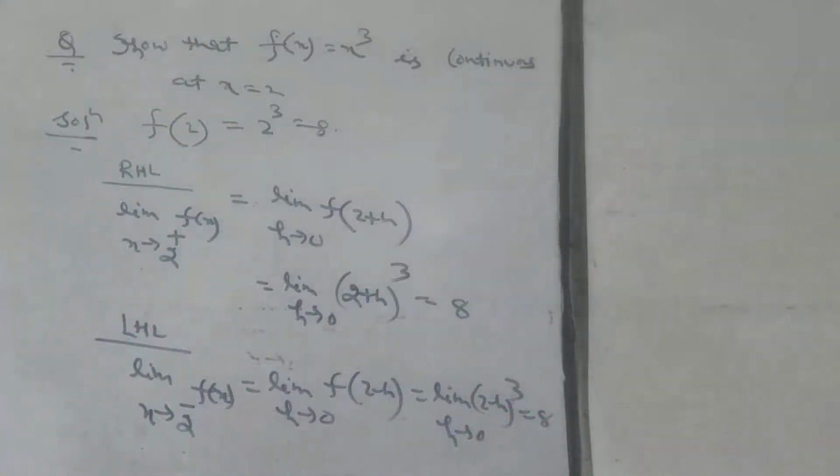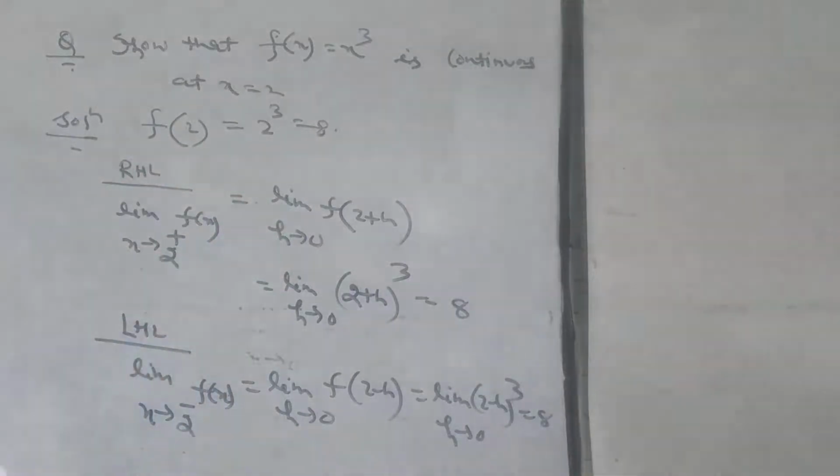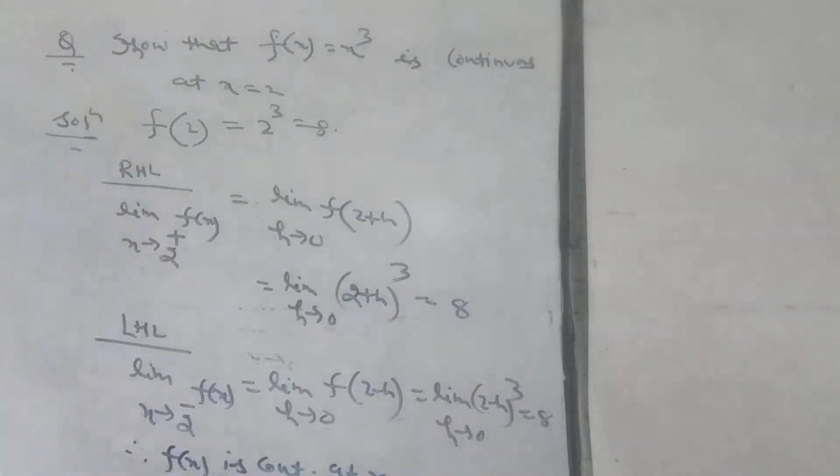So in this case we observe that the value of f(2), right hand limit and left hand limit, all three are equal to each other. Therefore the given function is continuous at x equal to 2.